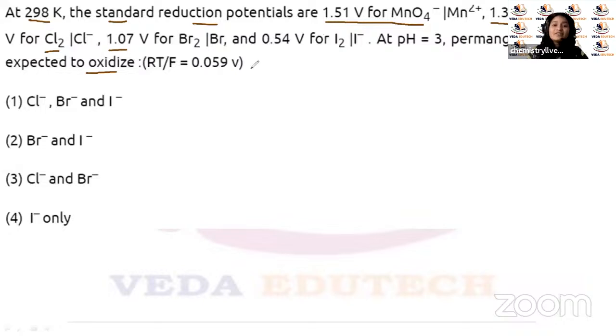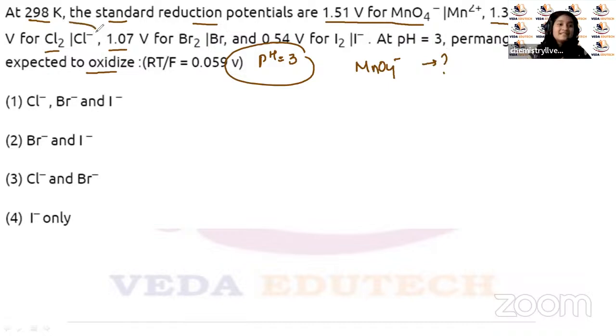It is asking that at pH equals to 3, the permanganate is expected to oxidize. So it is asking that when the pH is equal to 3, this MnO4 minus can oxidize whom? Okay, so you are being given Cl2 to Cl minus, you are being given Br2 to Br minus, and you are given I2 to I minus. So all these things are given to you. So whom it is going to oxidize, that we will see.